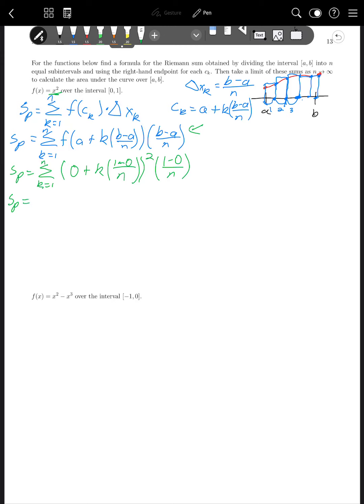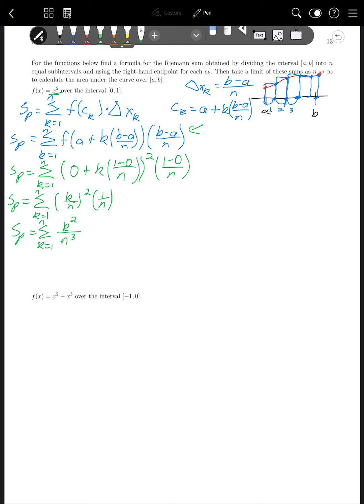So S_P equals the sum from k equals 1 to n of 0 plus nothing. That's going to go away. 1 minus 0 is 1. 1 times k is k. So this will be (k over n) squared times (1 minus 0 over n), which is 1 over n. And then if we multiply these together, we get k squared on top, because k squared times 1 is k squared. And on the bottom, we get n squared times n, which is n cubed.